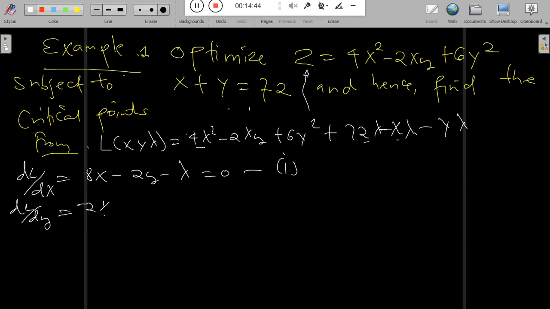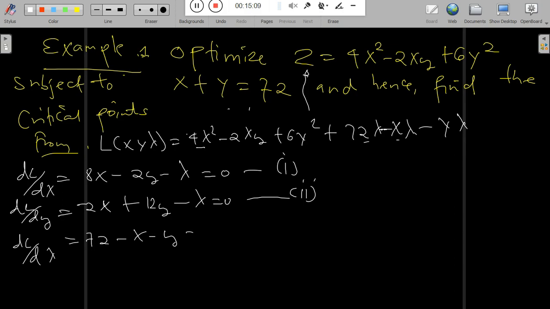We take ∂L/∂y, the derivative with respect to y. Now it will be −2x plus 12y, that is 2 times 6, minus λ, which is equal to 0. That is equation number 2. We also take ∂L/∂λ, which gives 72 − x − y, equal to 0. That is equation number 3.